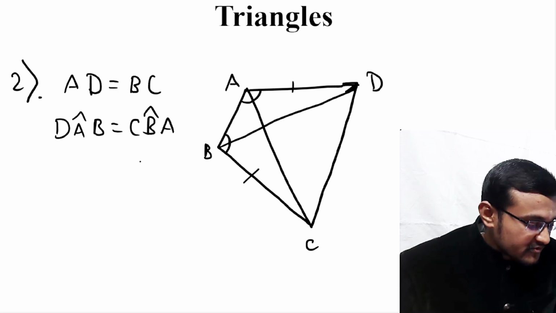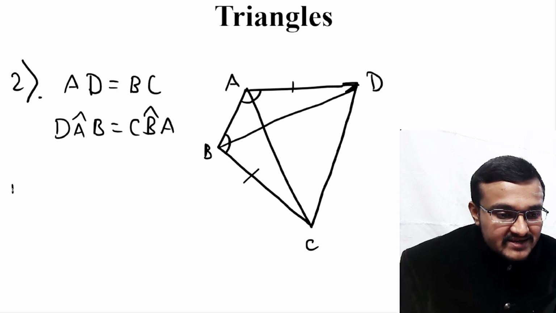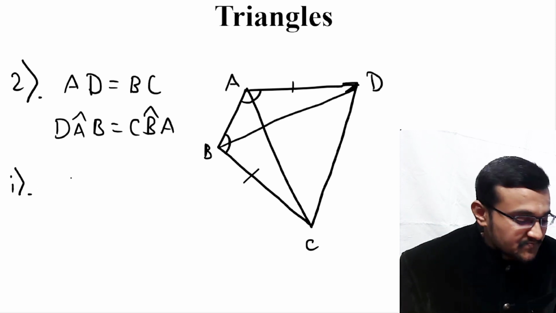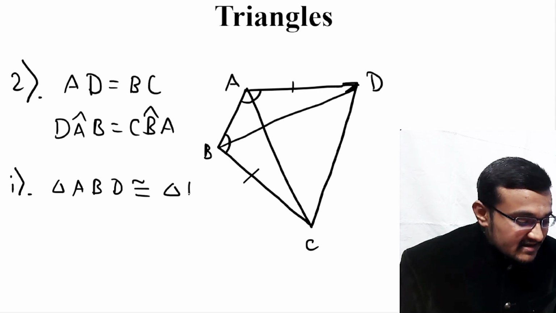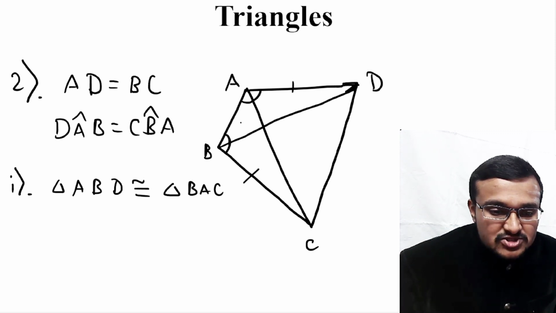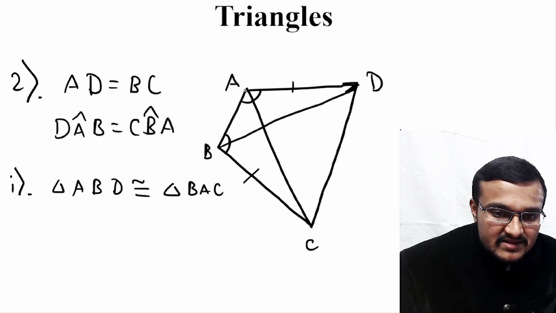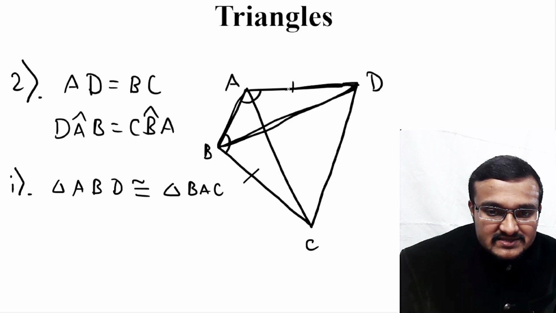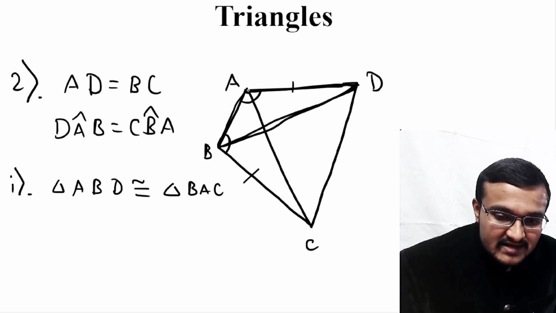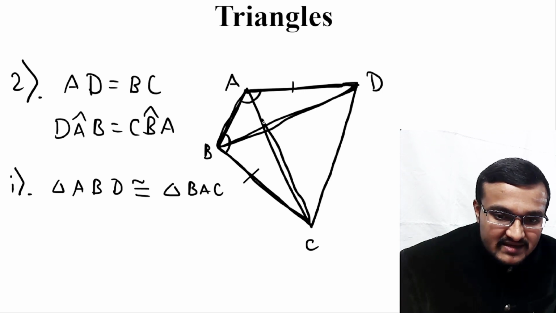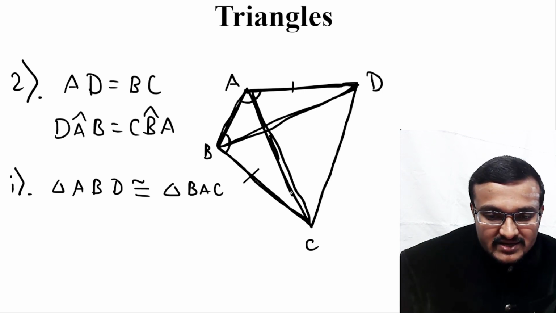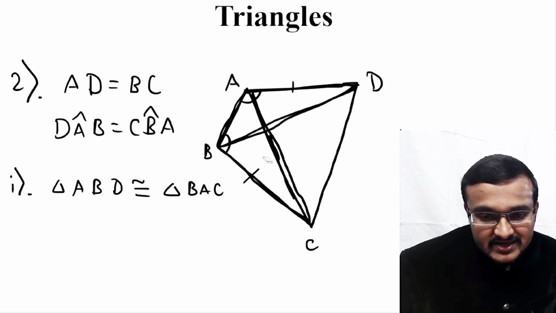Based on this data, there are three sub-questions in the second question. First, you have to prove triangle ABD is congruent with triangle BAC. So which is the triangle ABD? This particular triangle is ABD, and this particular triangle is BAC. Now let me write this figure separately.